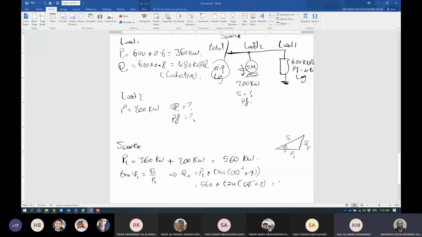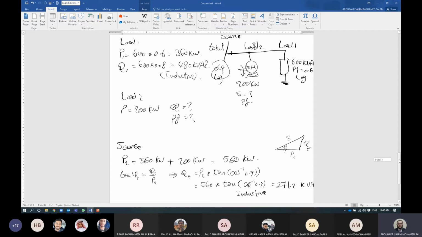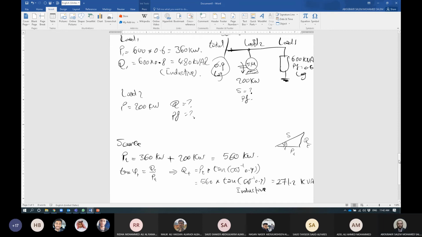271 kilovar. 271.2 kvar. Of course, is this inductive or capacitive? Inductive. Which means this reactive power is supplied by the source, meaning it's going from the source to the load. Now we got the value of Q total.